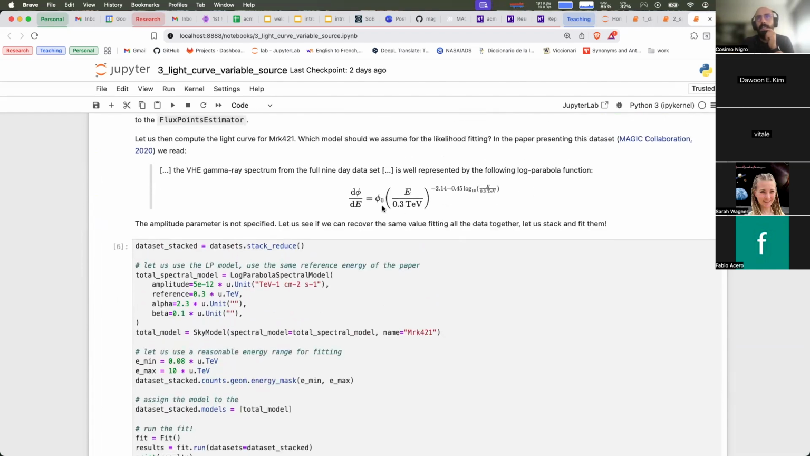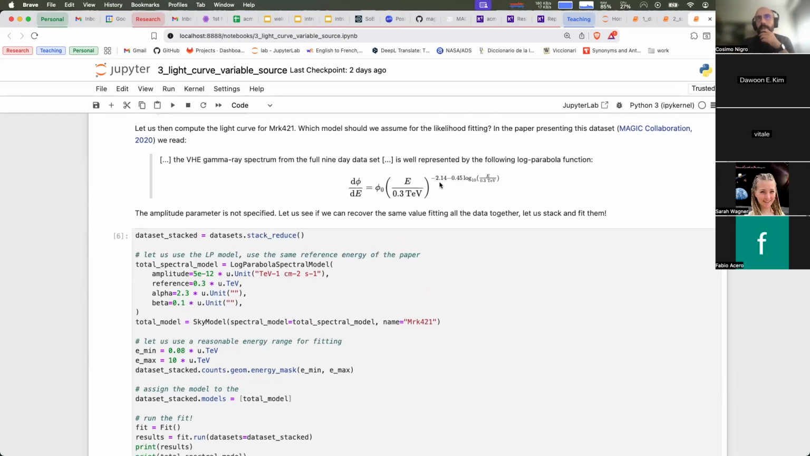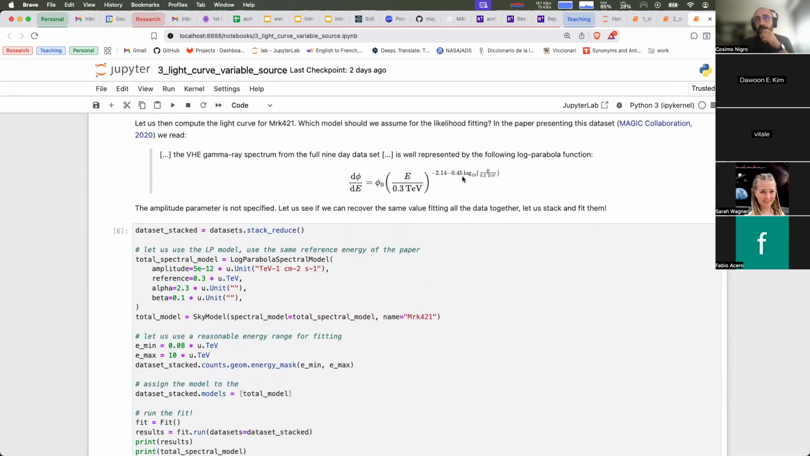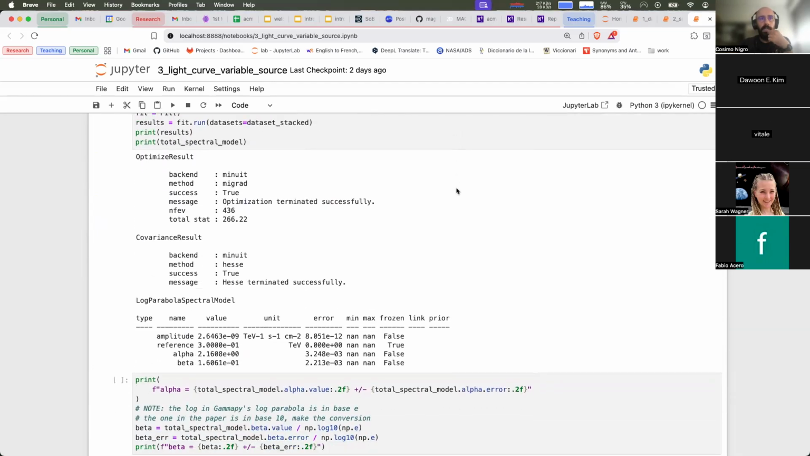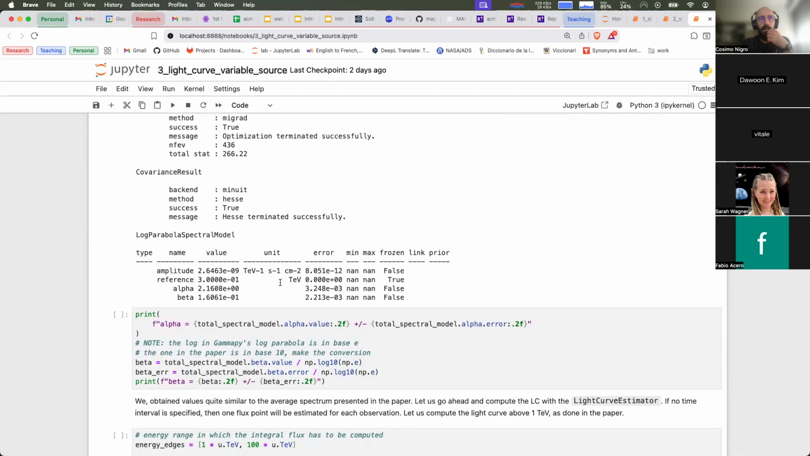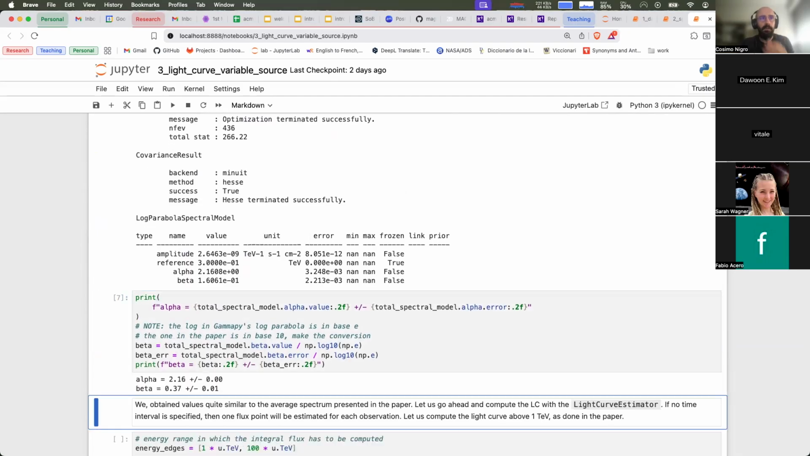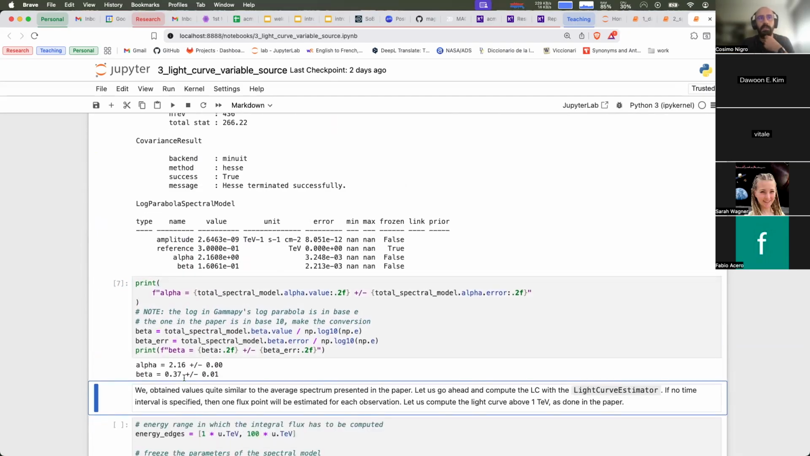This is the value that they indicate in the paper. This is a spectrum that decently represents all the observations together. It's a log parabola with a 2.14 index and 0.45 beta, the second parameter. And what we get is similar. We get 2.16 and 0.37 instead of 0.45. So quite close to the paper.